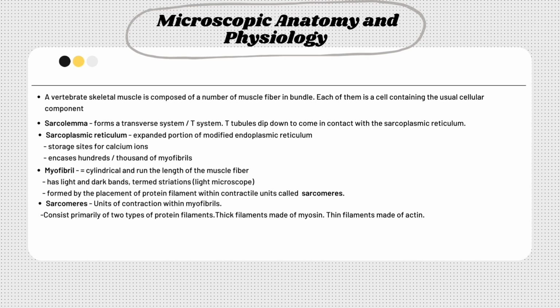The I band is light colored because it contains only actin filaments attached to a Z line. The dark region, the A band, contains overlapping actin and myosin filaments, and its H zone has only myosin filaments.